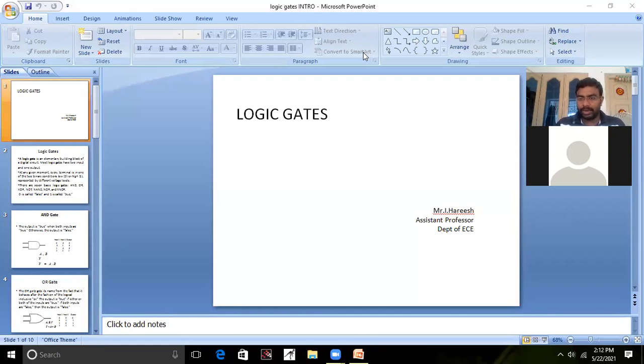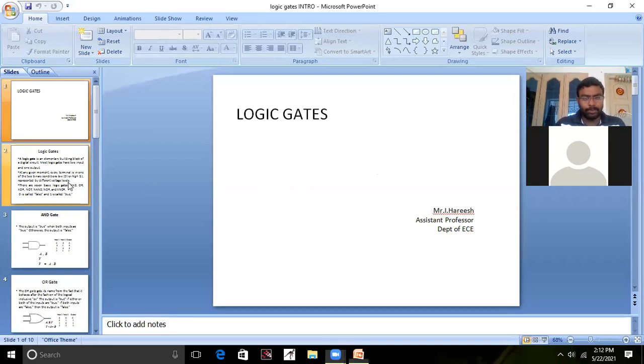Guys, this concept is very important, and throughout your engineering, wherever you go, this logic gates concept will come in each and every subject. So be clear, learn the topic clearly. Okay, learn the concept clearly. If you have any doubt, you can ask me, and I will try to clarify the doubt clearly. Okay, I'm going from the first slide.